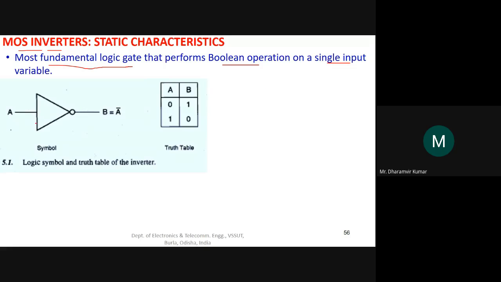So this is the symbol of an inverter. You are very well aware of this. This is the input signal A, and this is the output signal B, and the logical equation says that B is equal to A bar. And this is the truth table for this inverter. This is input, this is output. A is a single bit, so it can assume two values, either 0 or 1. If it is 0, then B becomes complement of 0, that is 1, and if it is 1, B is simply complement of 1, that is 0. So this is the truth table.